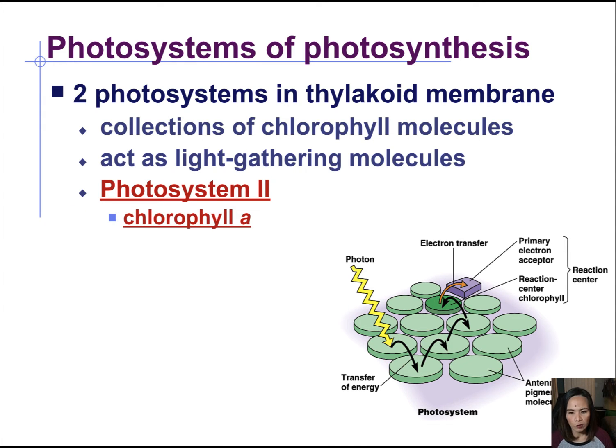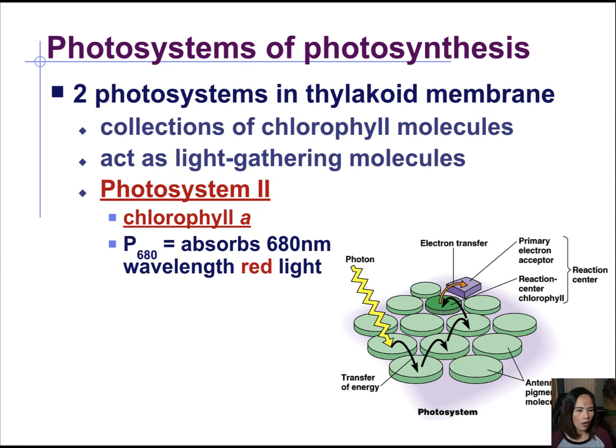So in photosystem 2, it's chlorophyll A that is involved. In the reaction center, the primary electron acceptor removes an excited electron from the reaction center, which is your chlorophyll A, and this starts the light reaction process. So let's continue on. And normally this absorbs the wavelength of red light in your visible light.